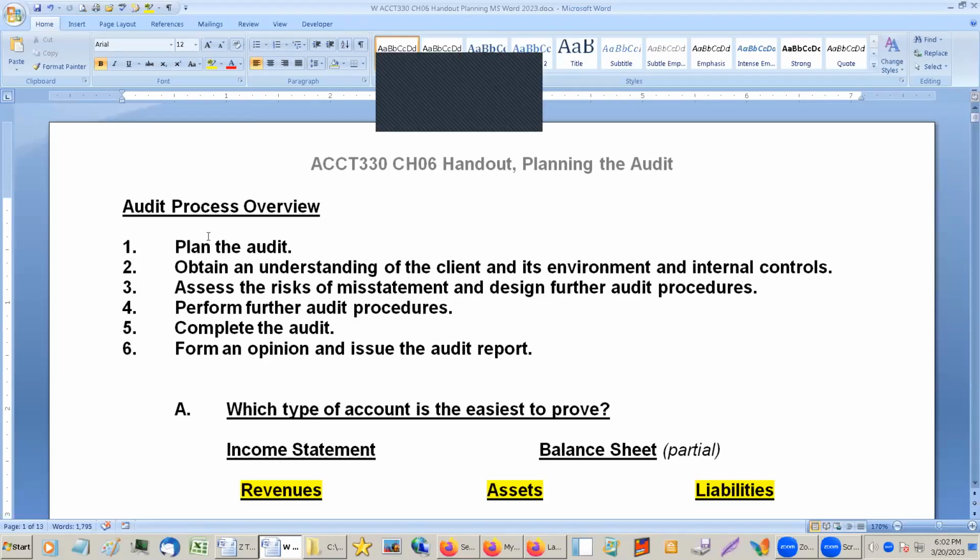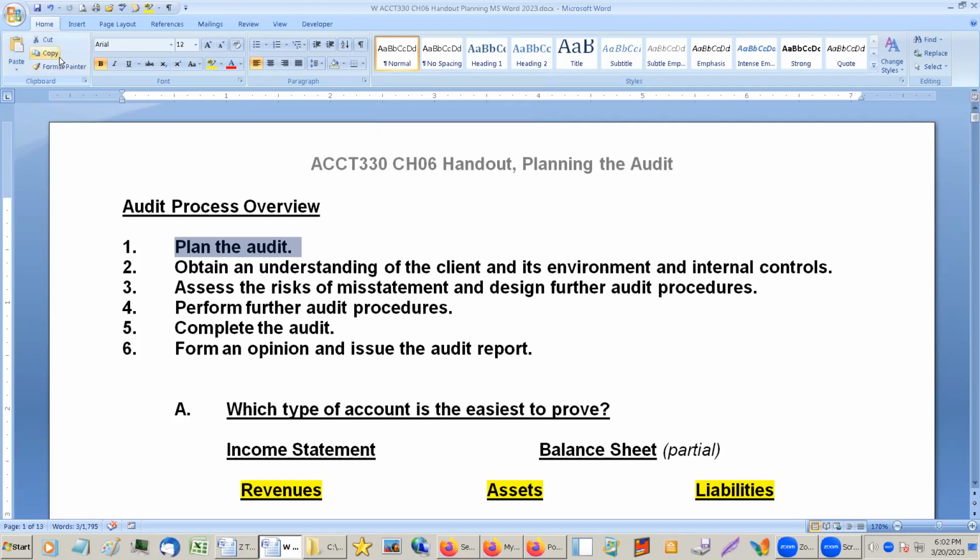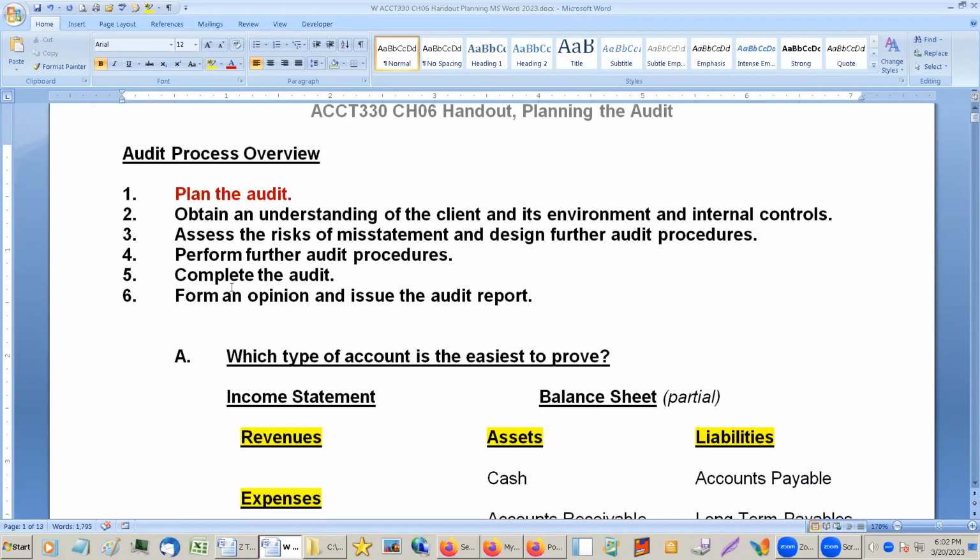Okay, so we're talking about this as planning the audit, and this is sort of like the first step here. And you have to understand the client themselves. You understand their environment as far as what their market is and all that kind of stuff, but you also have to understand their internal controls over how they control things. The reason you have to understand the internal controls is you have to understand where the problems might be, where the risks might be. All right.